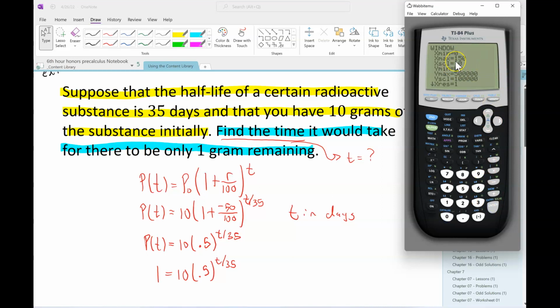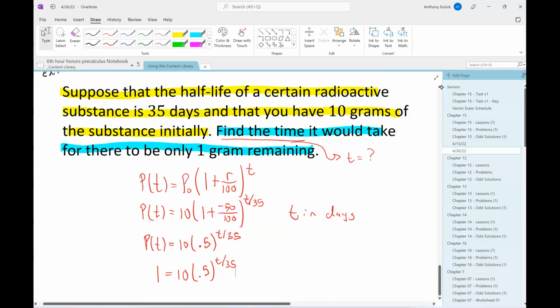Since it's decay, the minimum value is going to be 0. The least amount of stuff that you can have is none. It starts at 10, so that'll be the maximum value for decaying down. I'll go by ones. Let's hit graph. There's my 1 gram line. Here comes my decay function. There's the intersection I'm looking for. Second trace, intersect command, enter, enter, enter. And I get about 116.27 days.